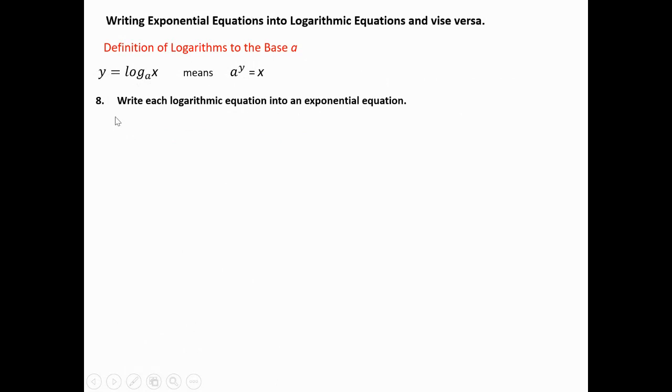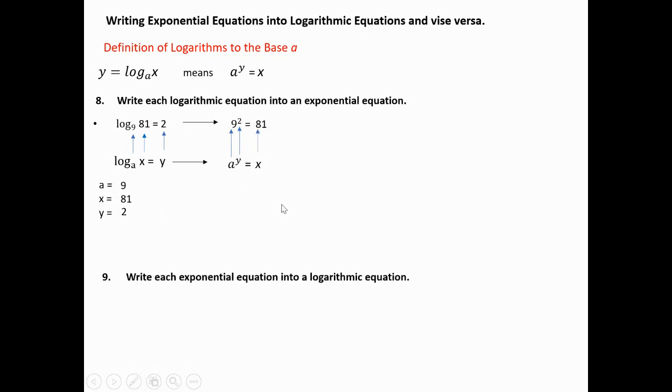Okay, so for number 8, it says write each logarithmic equation as an exponential. So here, guys, we have to know what the a is, right? We want to go from logarithmic to exponential, so we have to know what the a, the x, and the y are. My a is going to be 9, my x is going to be 81, my y is going to be 2. So then my a is 9, my y is 2, and my x is 81. That's how you write it from logarithmic to exponential.